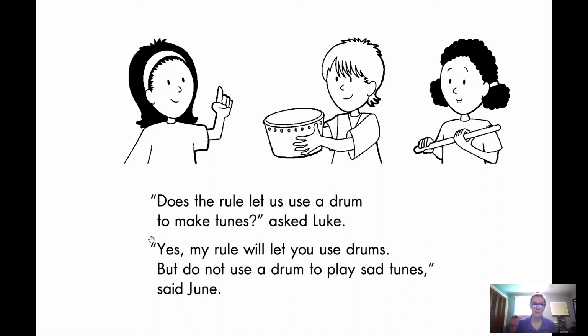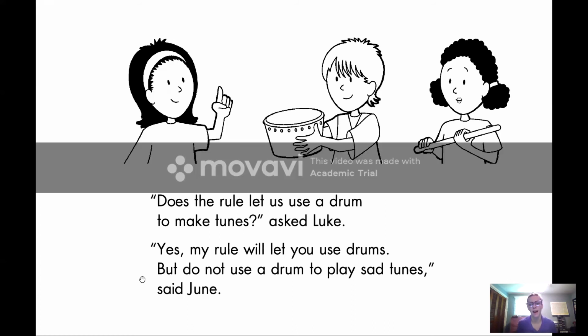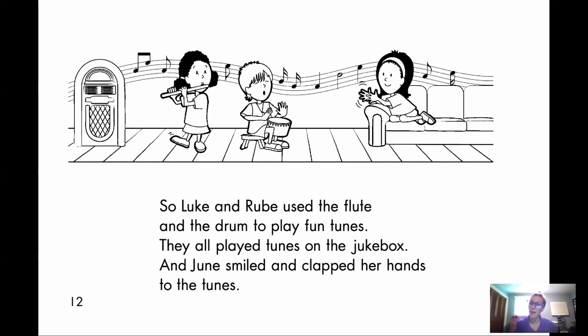So now, what was Luke's question? Luke asked, does the rule let us use a drum to make tunes? And June said, yep, you can use drums, just don't play sad tunes. Man, she really likes to make these rules. She sounds like Miss Mitrick. All right, let's turn to our last page, last one to go, and let's read all together. Your first word is so.